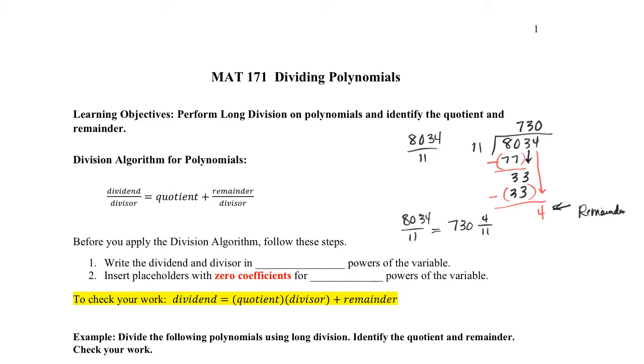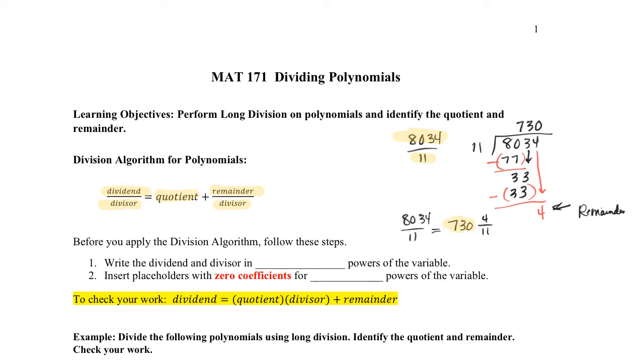Okay, so when we're talking about polynomials, our division algorithm for polynomials is this. We're going to take the dividend, okay, this was our dividend here, 8,034, divided by the divisor. The divisor in our problem was 11. So the dividend divided by the divisor is equal to the quotient. In our problem before, the quotient was 730, plus the remainder divided by the divisor.